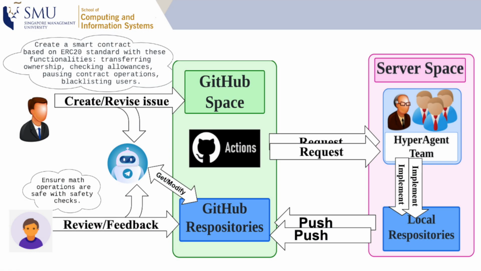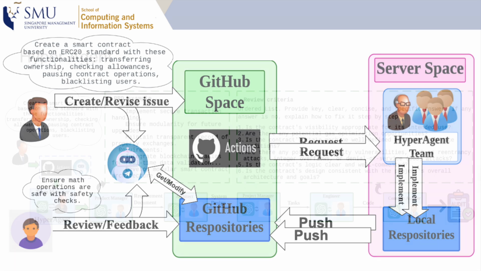Back to the overview of the HyperAgent system. The HyperAgent system includes 4 main parts: the server space, the GitHub space, the Telegram bot, and human interaction.